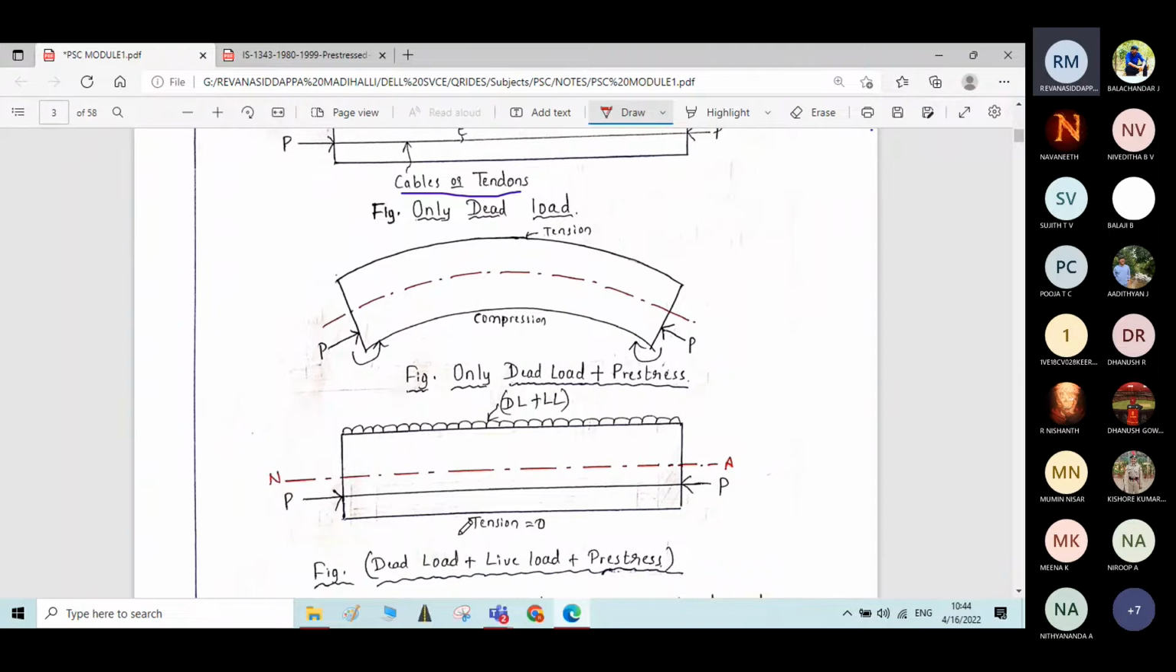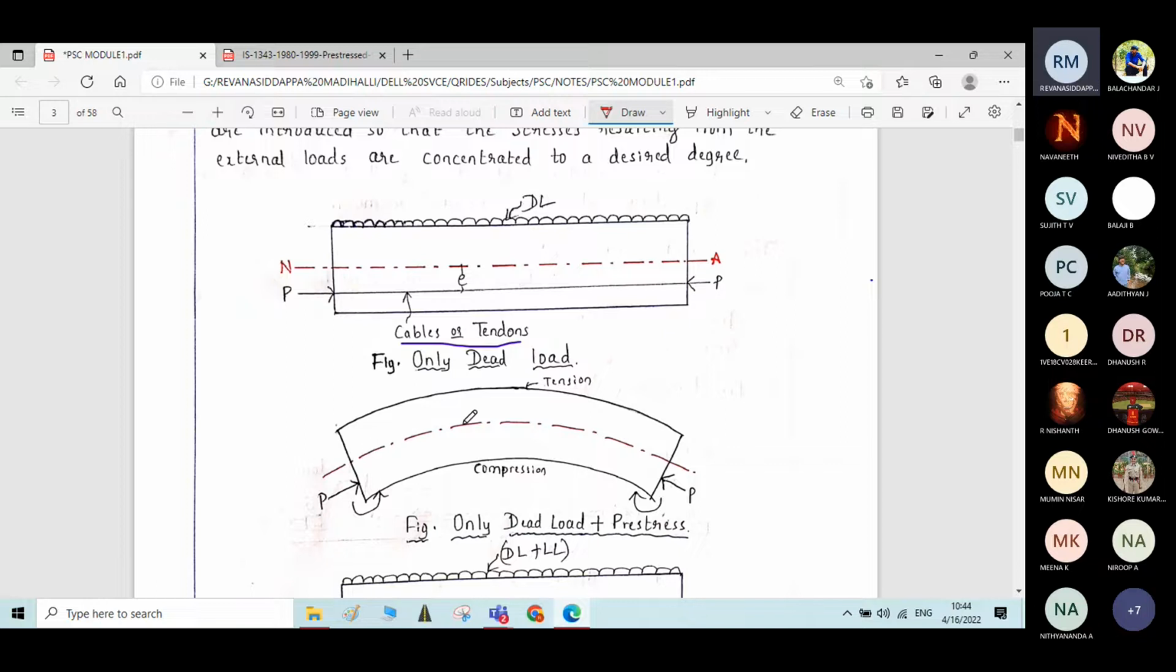Okay. To prevent that hogging bending moment, whatever cable profile we use, if it is a circular profile or a parabolic profile, it will have a good impact in resisting the external stresses. Are you understanding? Different profiled cables will be used in prestressing, not only straight cables. You can also use a parabolic cable or a trapezoidal profiled cable like this.